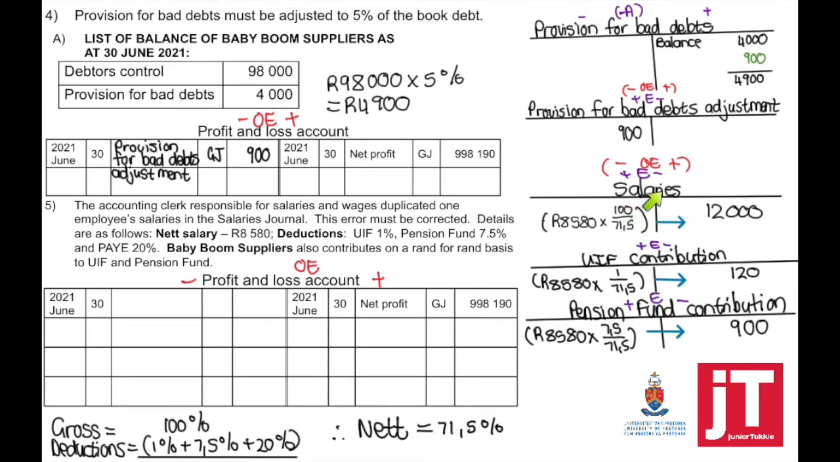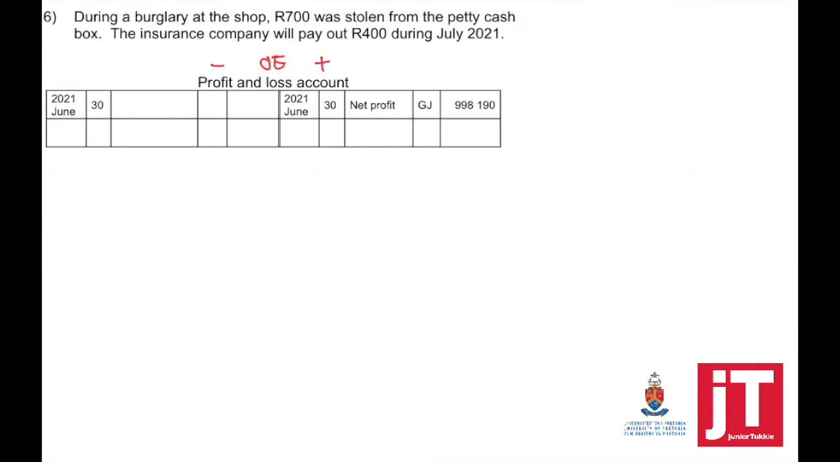If our expense account decreases, it will have a positive effect on the net profit. So in my profit and loss account, on the credit side, we're going to have salaries, 12,000, UIF contribution, 120, and pension fund contribution, 900.